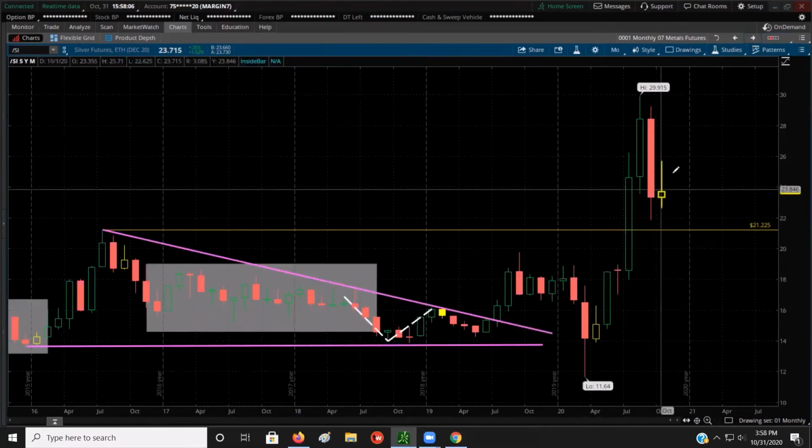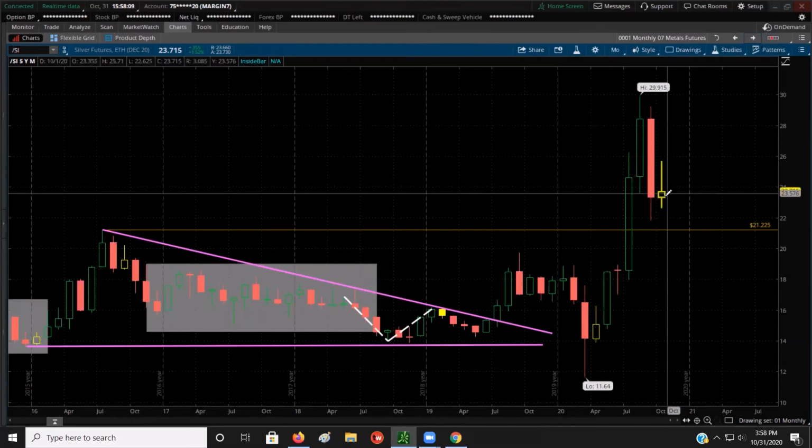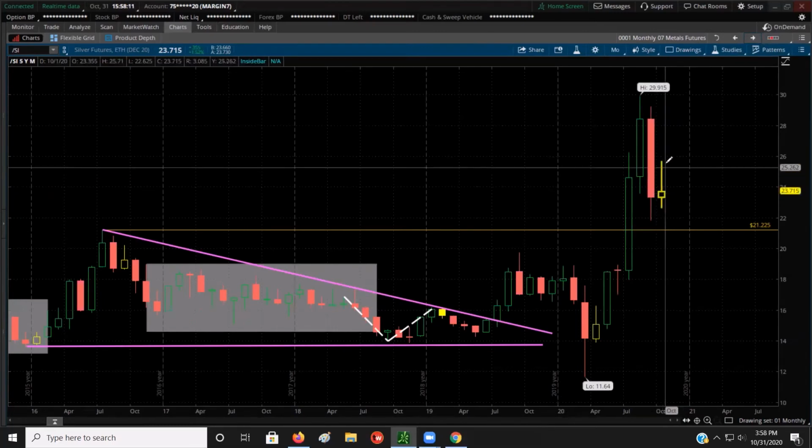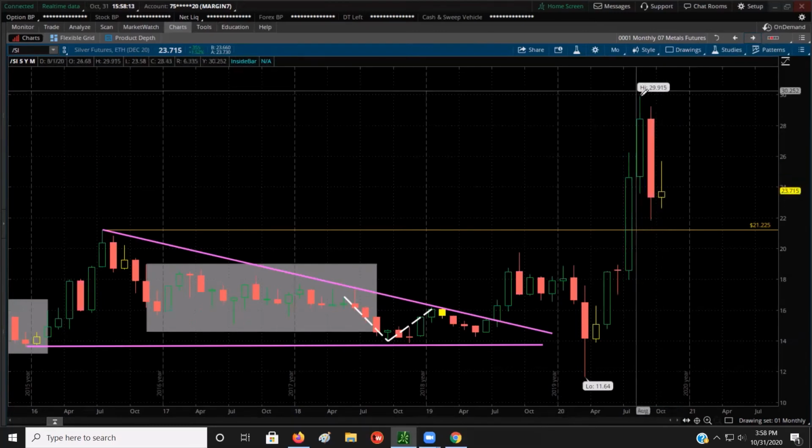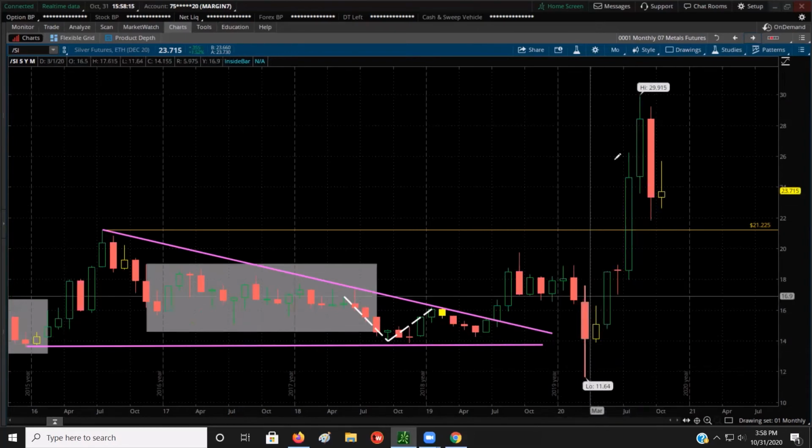Silver, also inside candle, indecision. It's a hollow candle. Means it's bullish, but it closed near the bottom of its trading range. It's in a consolidation. Here's the high of the year, the low of the year, much closer to the high.